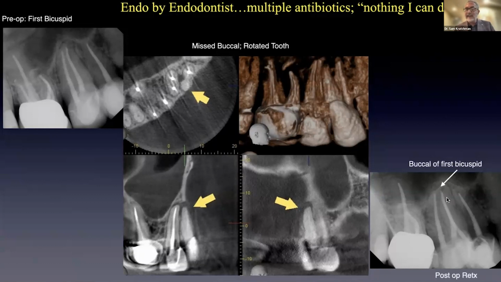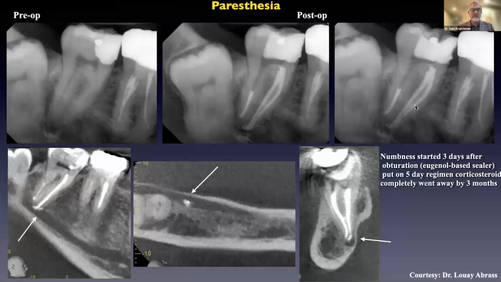Here's my final, and this is kind of crazy, because here is the palatal root of the first, and there is the buccal of the first bicuspid. So it is a rotated tooth, but nonetheless should have been retreated.